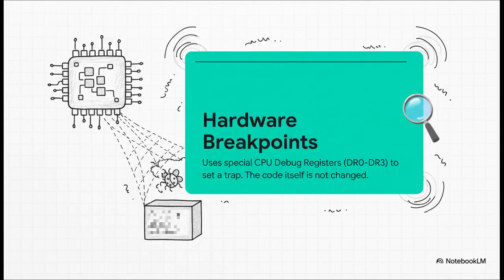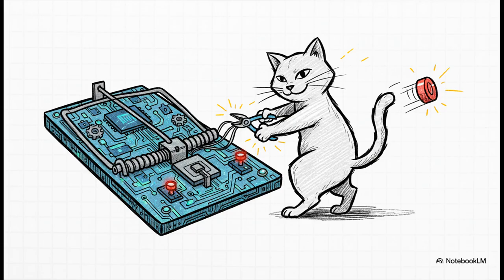Okay, so the analyst needs to go into stealth mode. And that's where hardware breakpoints come in. This is the ghost trap. Instead of changing the malware's code, this technique uses special little memory slots built right into the CPU itself to set the trap. The code is never touched. This makes the trap completely invisible to the malware's self-checking routine.